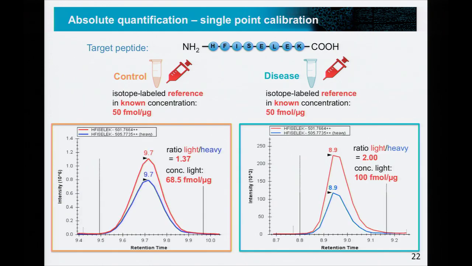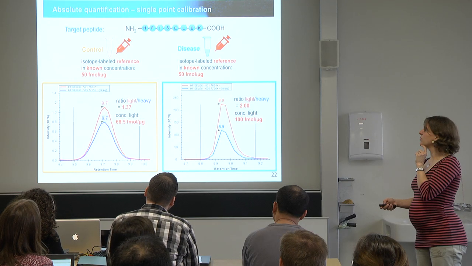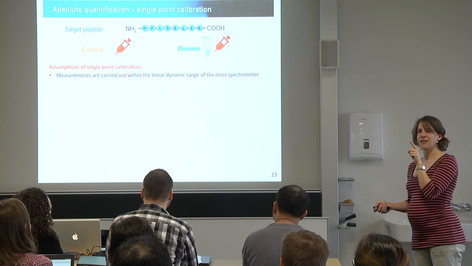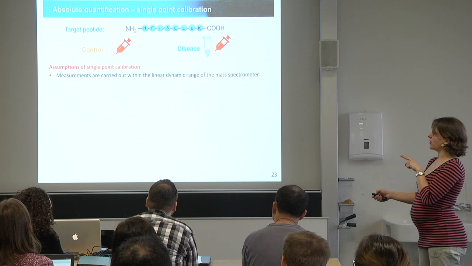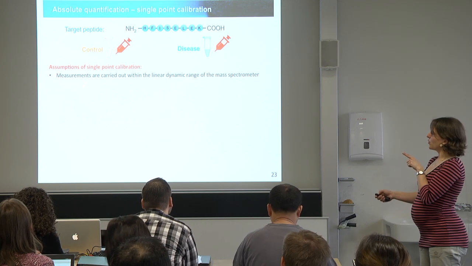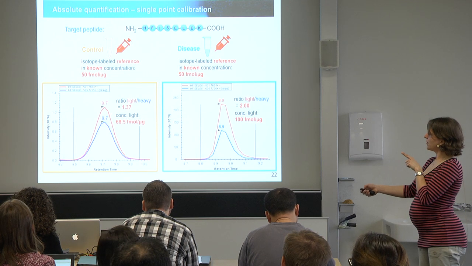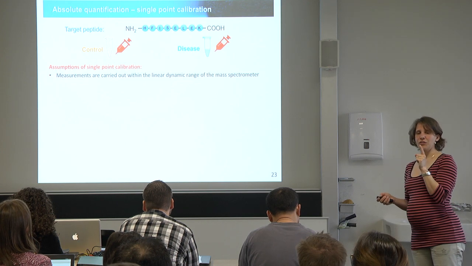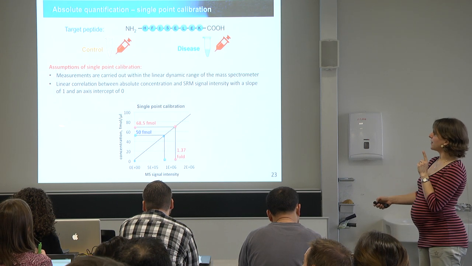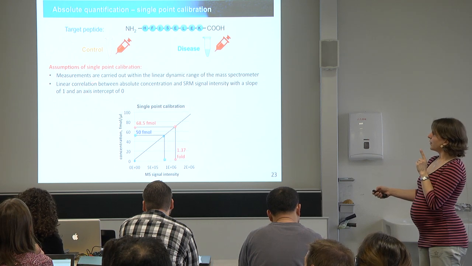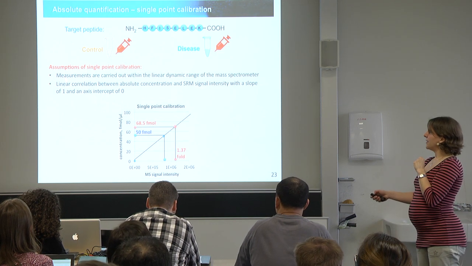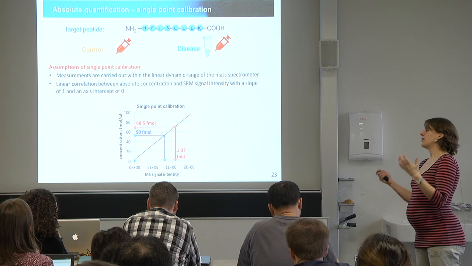To do this very easy linear calculation, you need to make two assumptions, though. The first one we already mentioned in the beginning. So you assume that your measurement points, all these intensity values, are actually from within the linear dynamic range of the mass spectrometer. That's the first important assumption. And the second assumption is that this linear correlation that we assume has a slope of 1 and an intercept of 0. And these two assumptions are not always holding true.